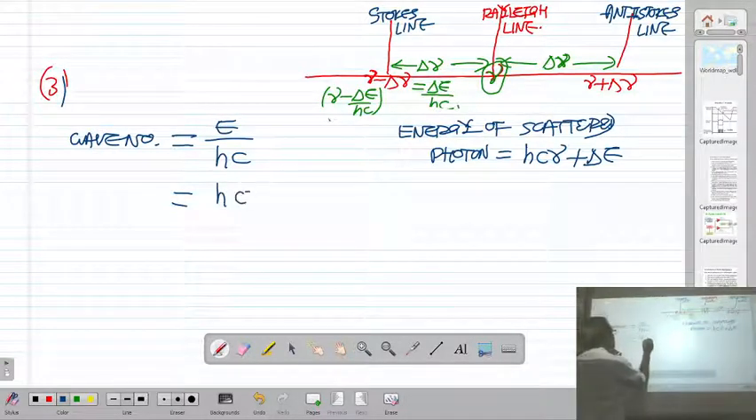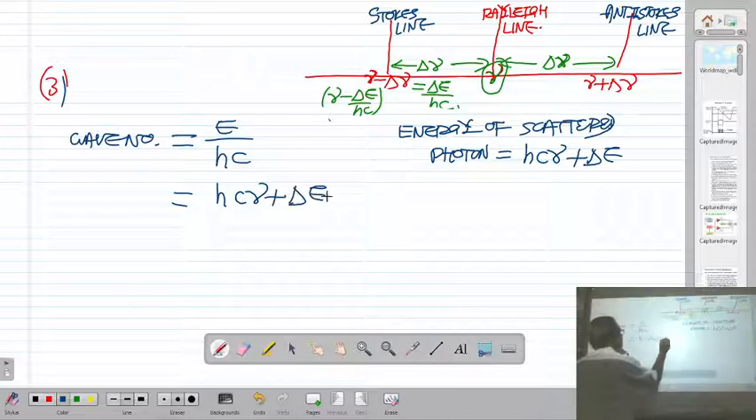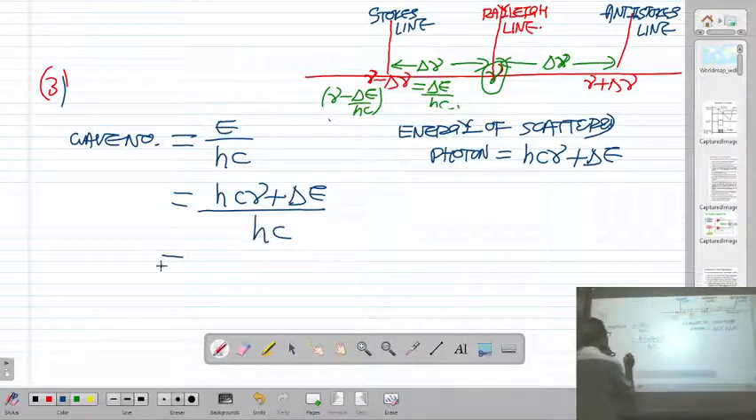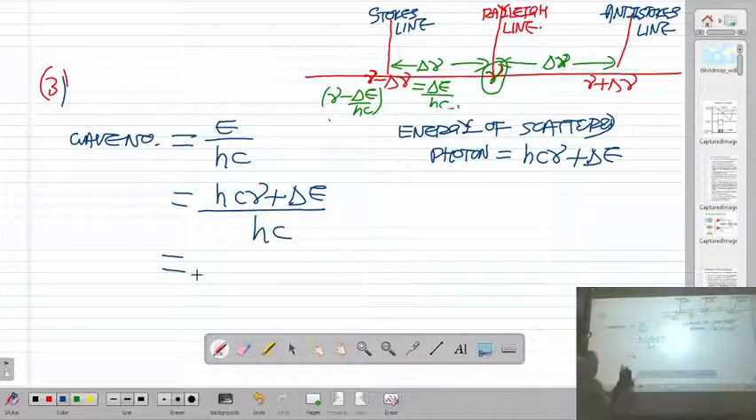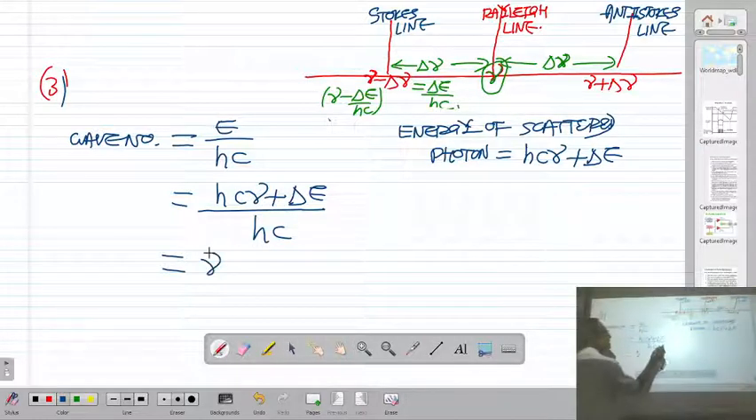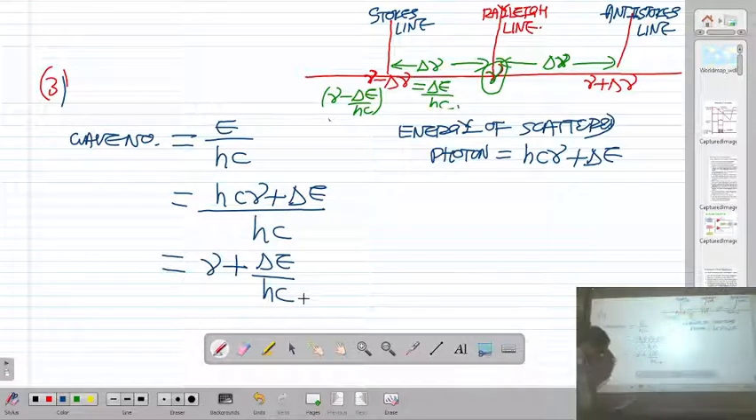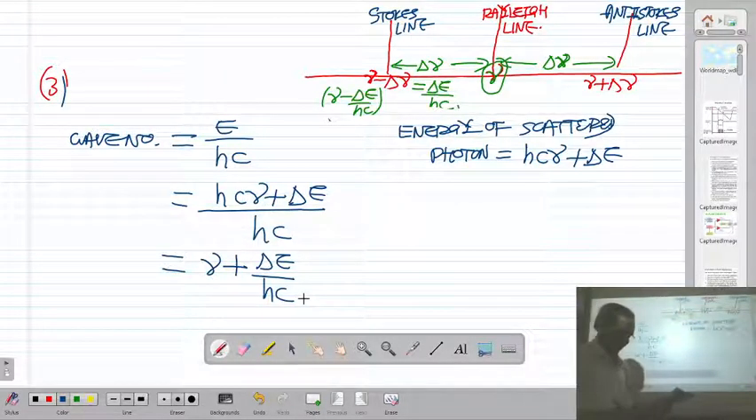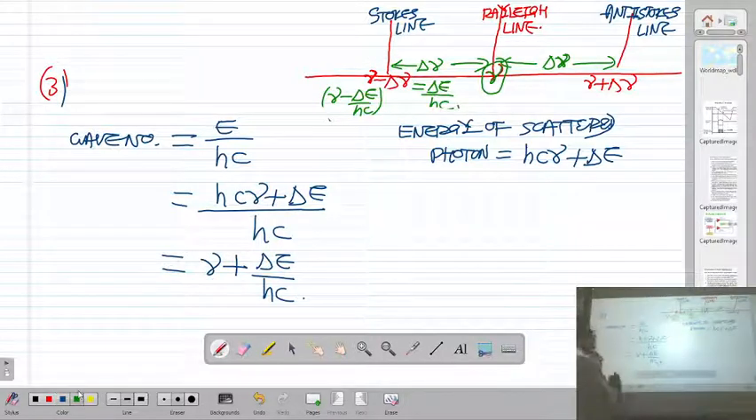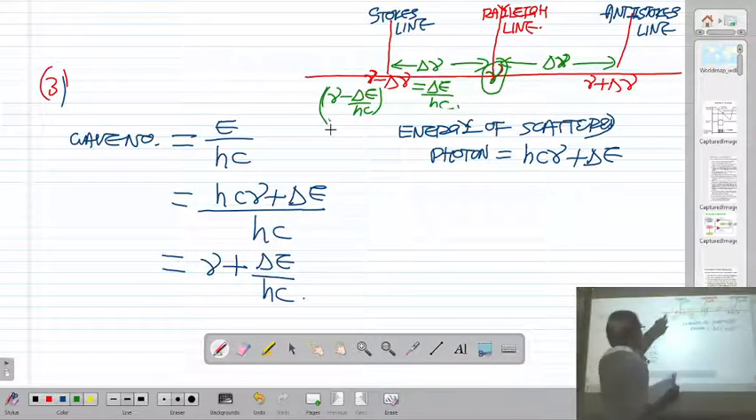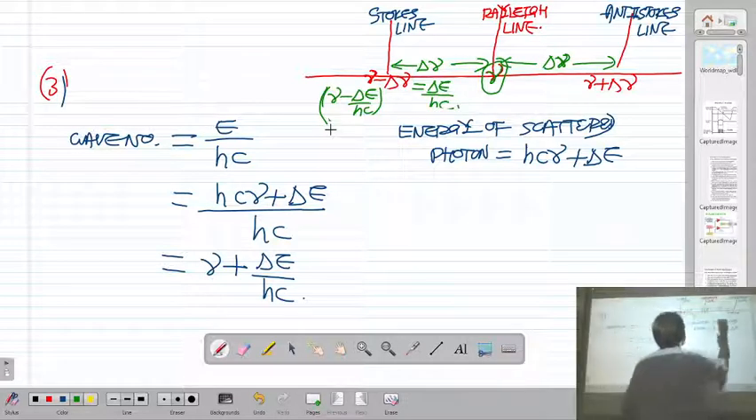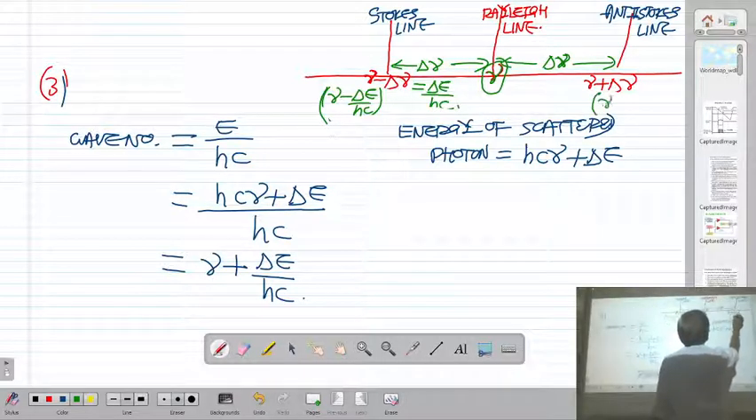hν plus delta E upon hc. So the wave number of the anti-Stokes line is ν̄ plus delta E upon hc. So I write that here. The wave number of the Stokes line was ν̄ minus delta E upon hc, and the wave number of the anti-Stokes line will be ν̄ plus delta E upon hc.